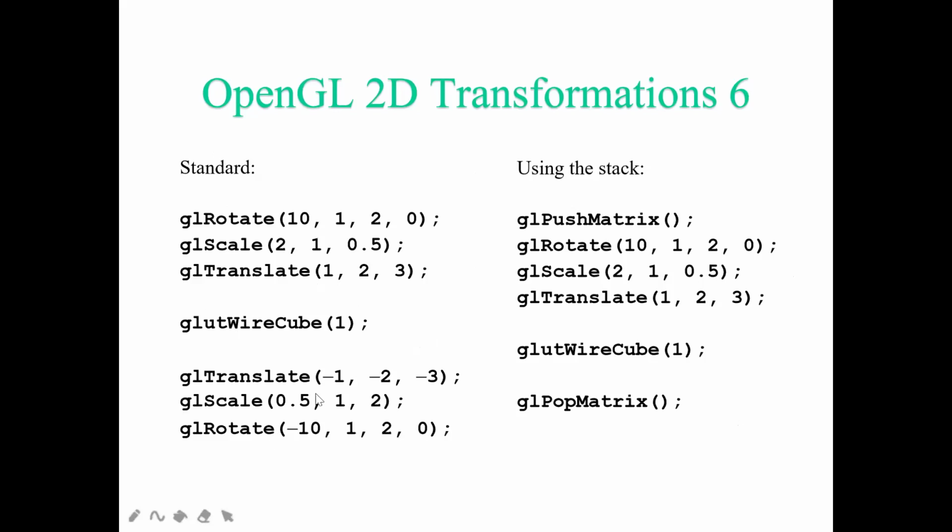Now, in the standard way and in the matrix way, here it is in the stack way, here is the representation. You can use glRotate, glScale, glTranslate with the values you give, and draw the cube. And if you want to use the inverse, you can write glTranslate directly and give the inverse values. glScale, you can give the values. glRotate, the first one will be your angle value, and then you can represent the rest.